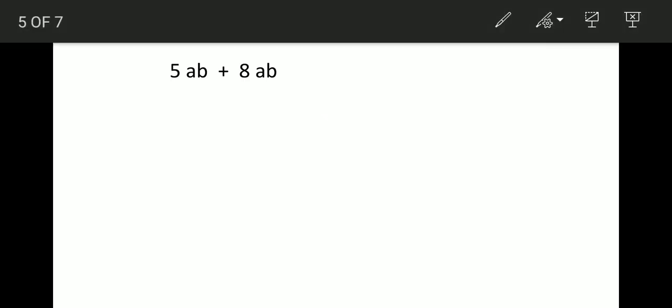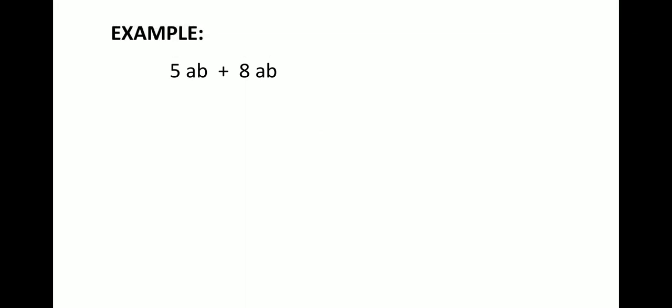So let's have a look at some examples. 5ab plus 8ab. Over here you can see that both the terms are ab each. That means both of them are like terms. So we can simplify them and the result will be 8 plus 5. First we add the numbers 8 and 5, and the result is 13. And again we write down the variable ab. So the result is 13ab.